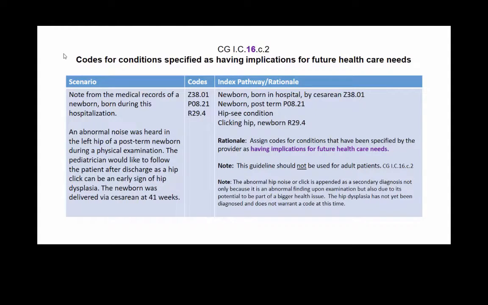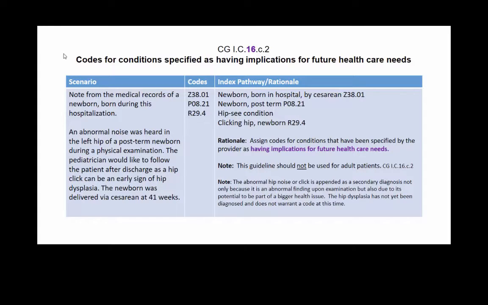Okay, let's look at the scenario. Here's a note from the medical records of a newborn born during this hospitalization. An abnormal noise was heard in the left hip of a post-term newborn during a physical examination. Post-term is significant and there is a code for that. The pediatrician would like to follow the patient after discharge, as a hip click can be an early sign of hip dysplasia. The newborn was delivered via cesarean at 41 weeks.